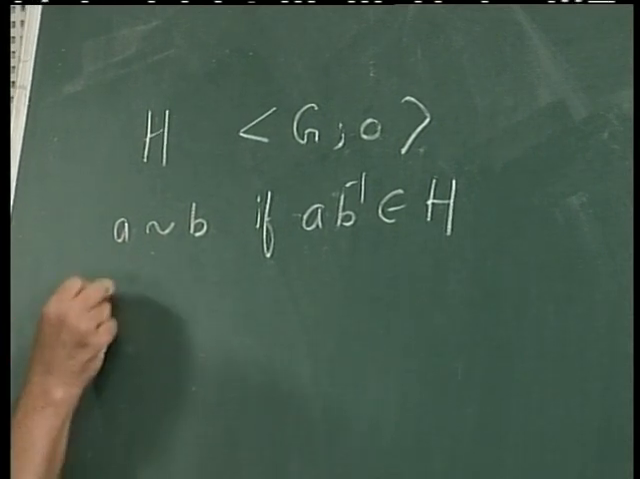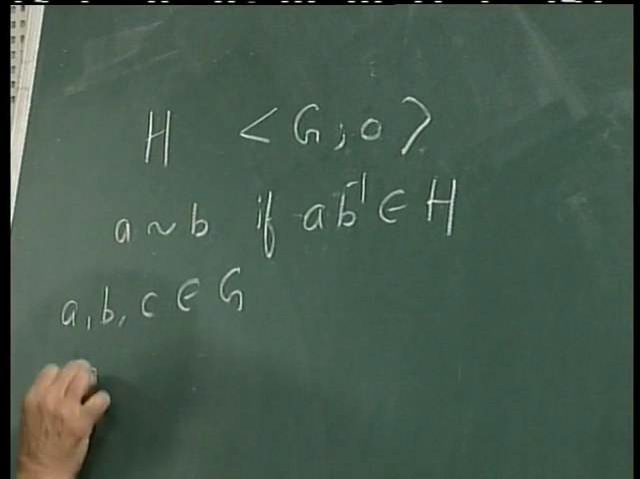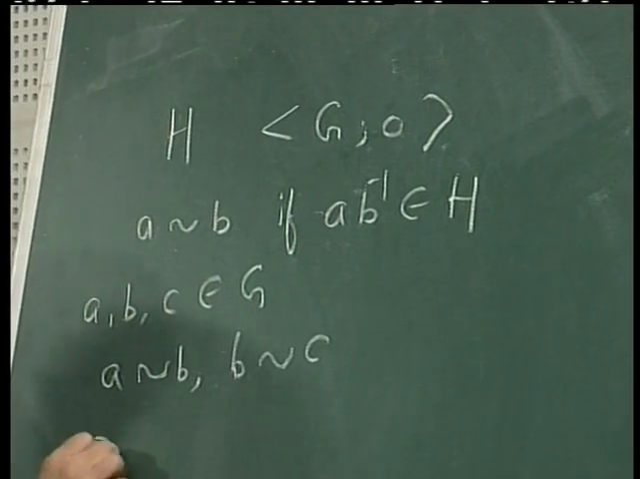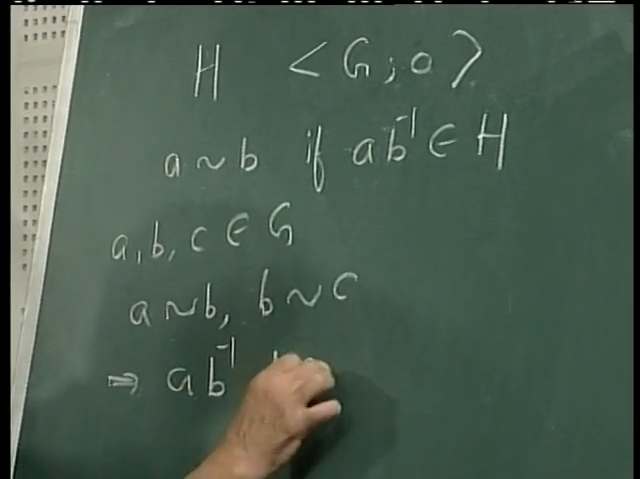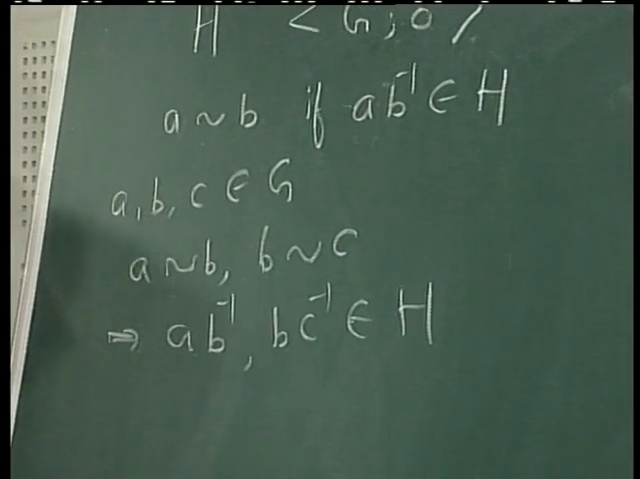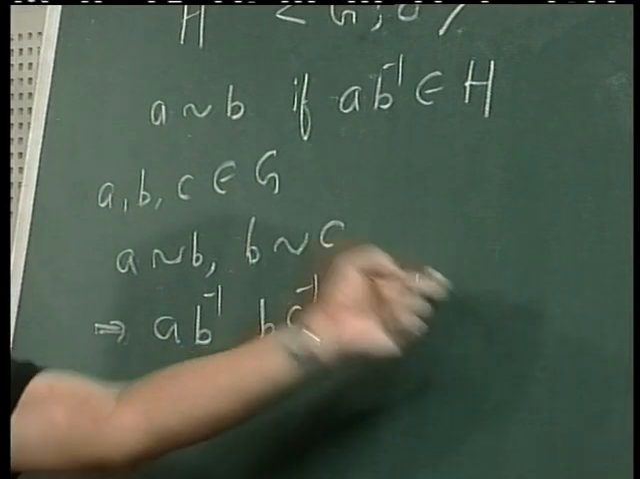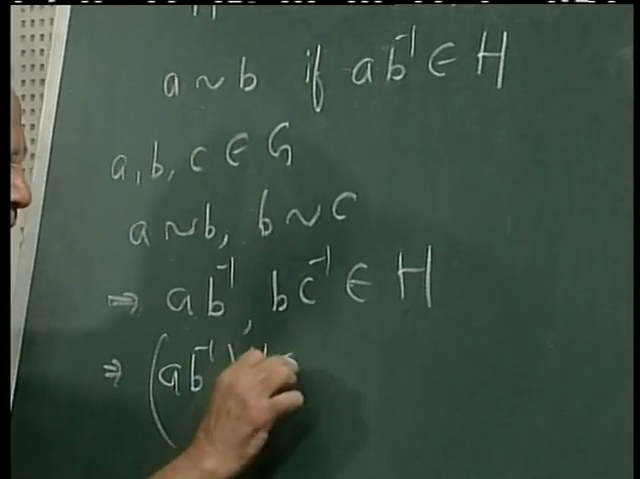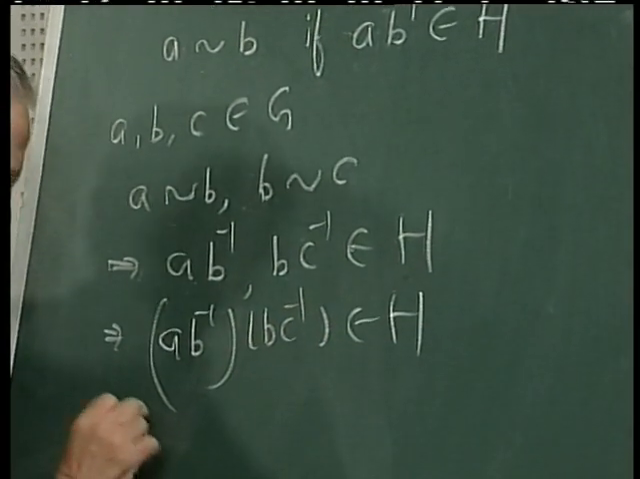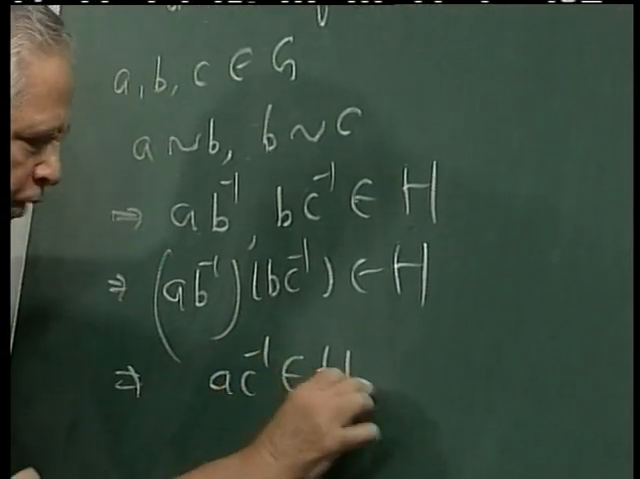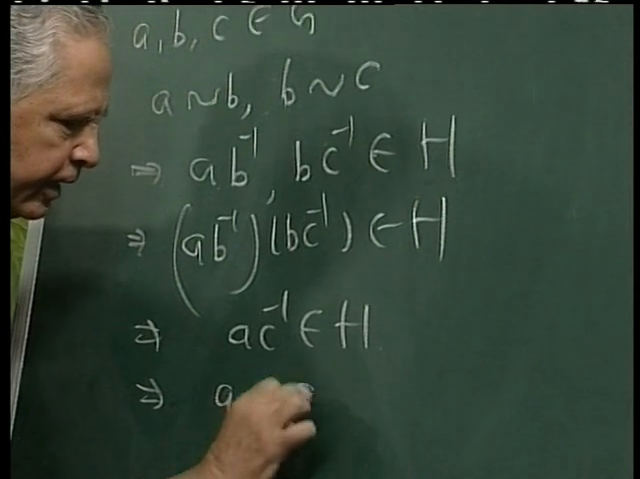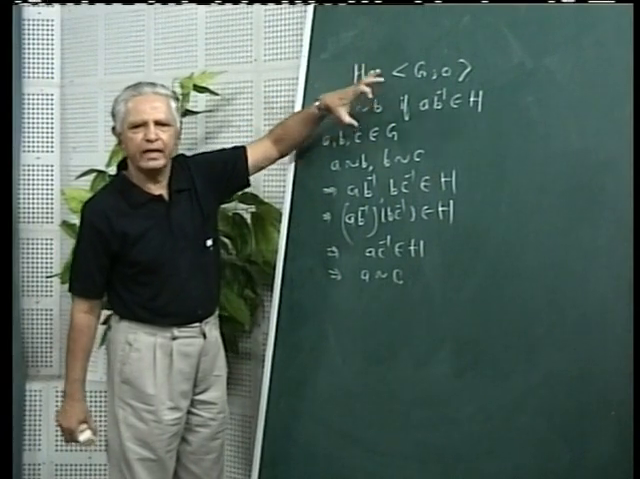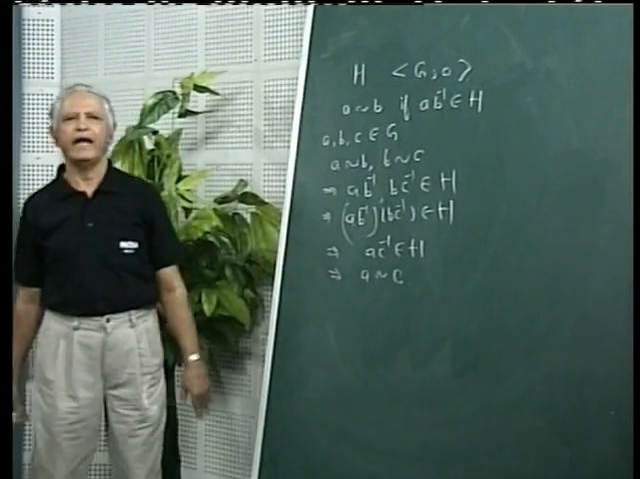That means suppose A, B, C are 3 elements of G, A is related to B and B is related to C. This implies that A B inverse and B C inverse both belong to H. H being a group, the product also belongs to H, that means A B inverse times B C inverse also belongs to H, and that implies A C inverse belongs to H, and that implies that A is related to C. So this relation is reflexive, symmetric and transitive, and so it is an equivalence relation.